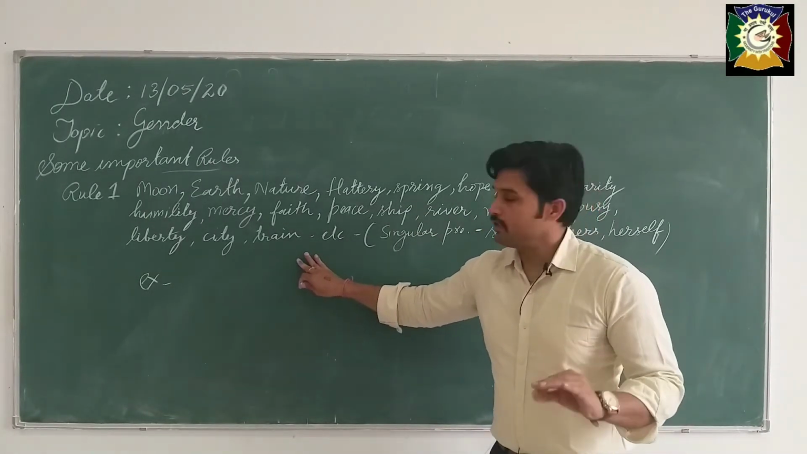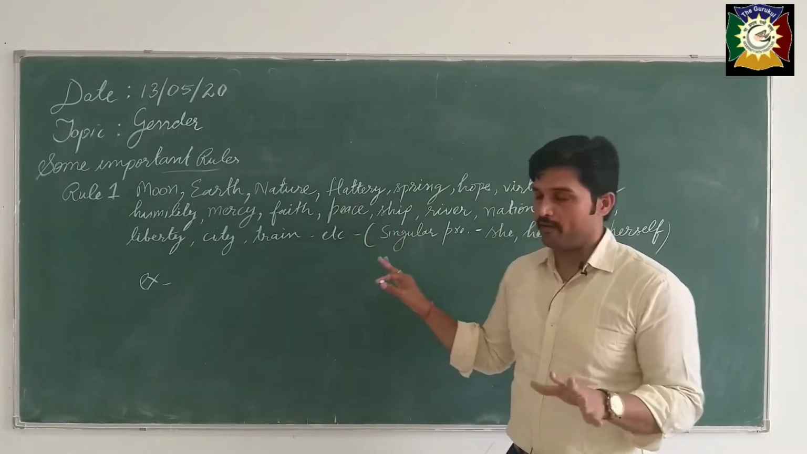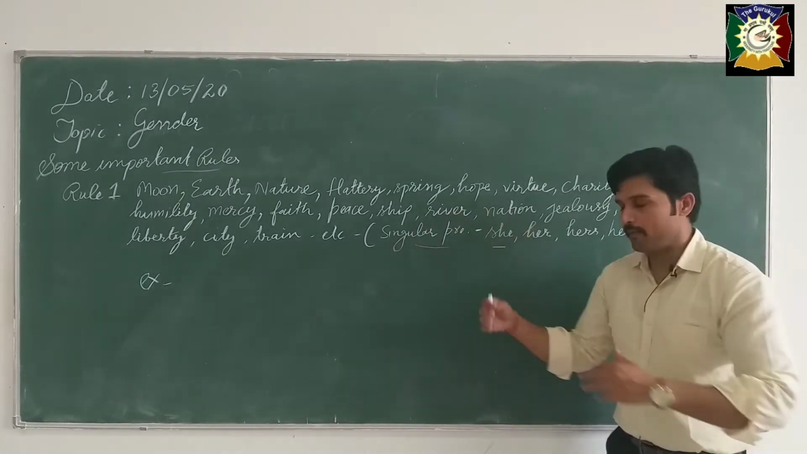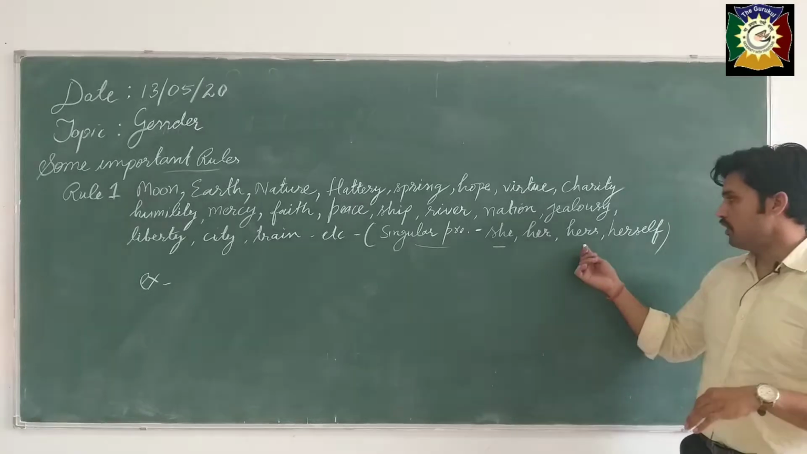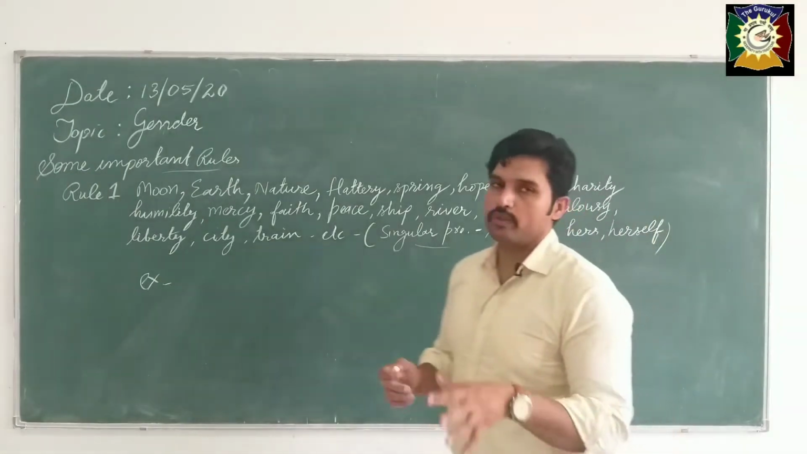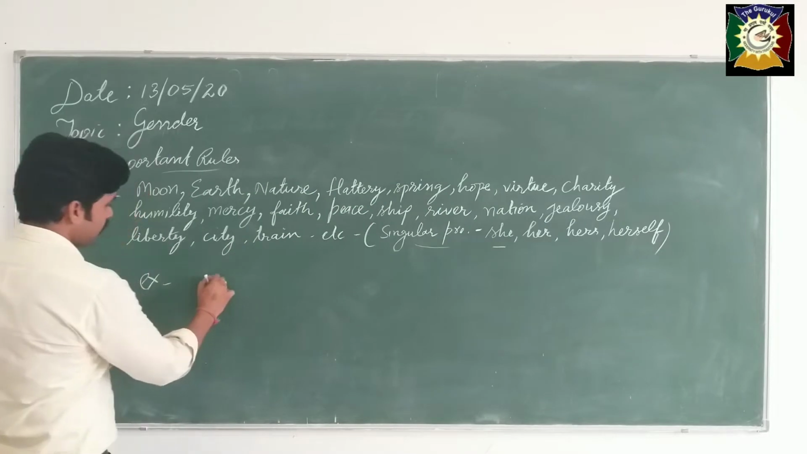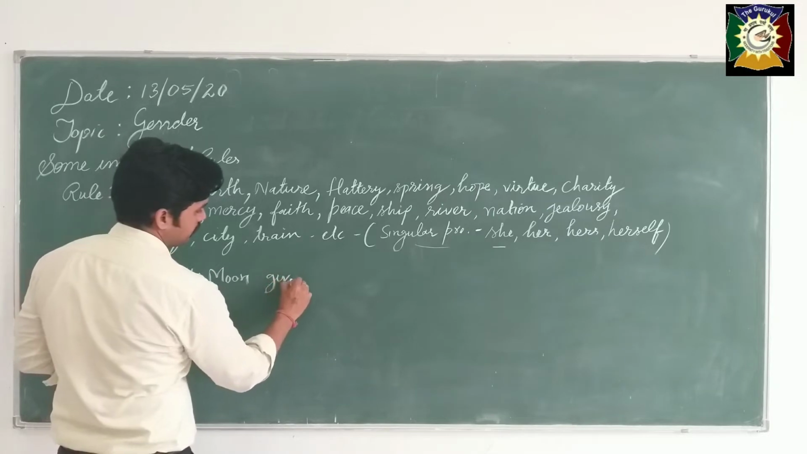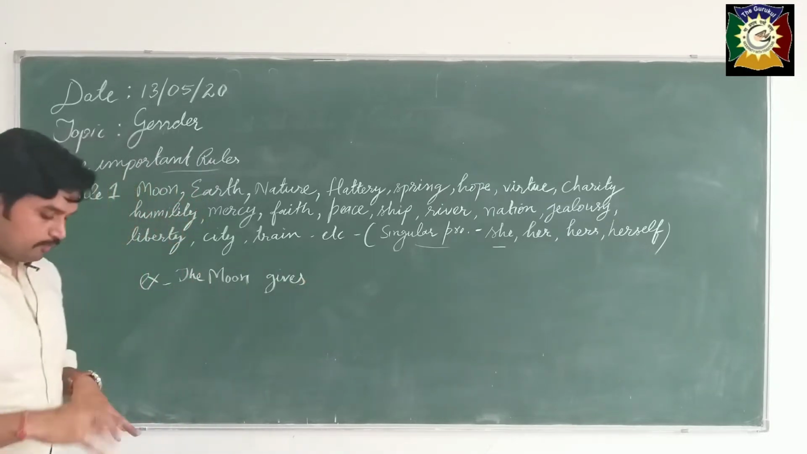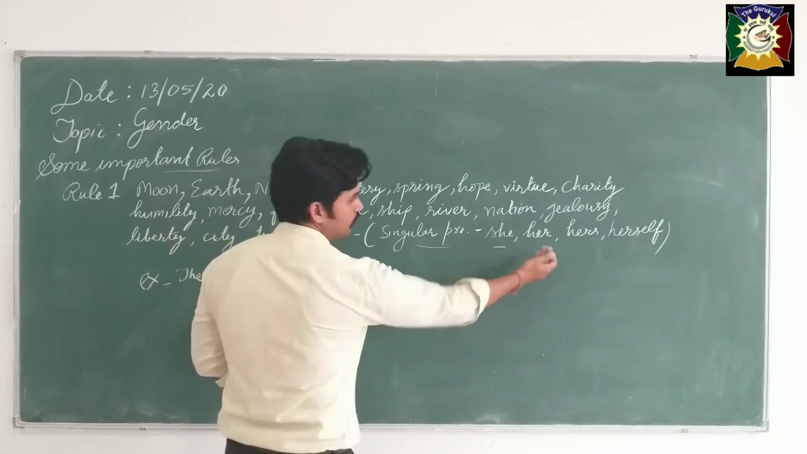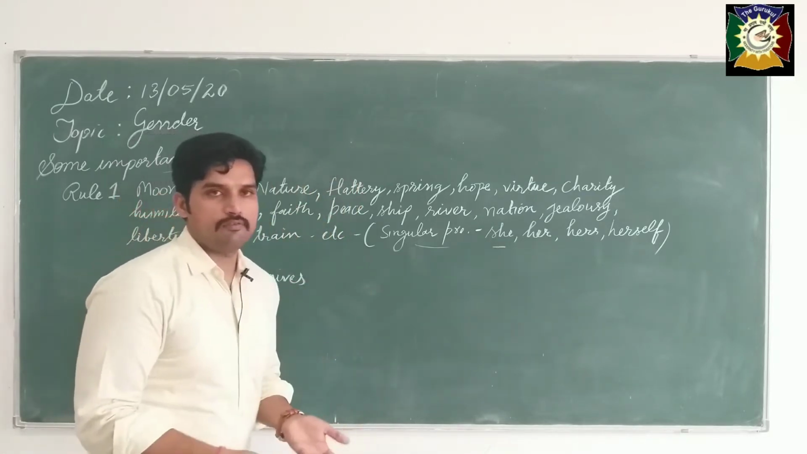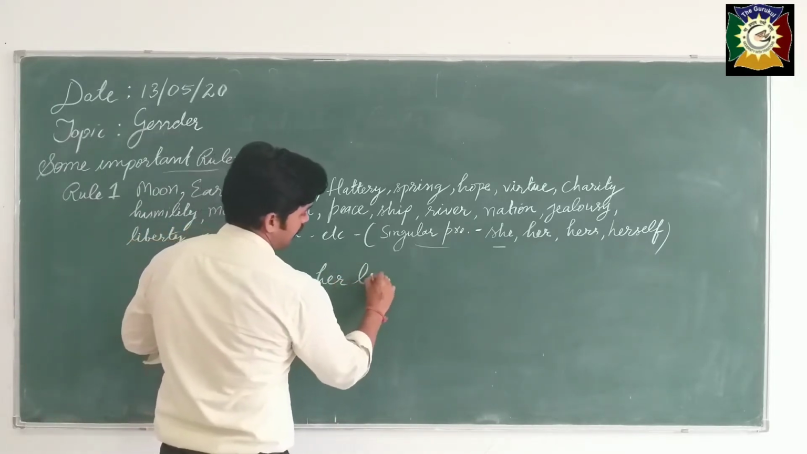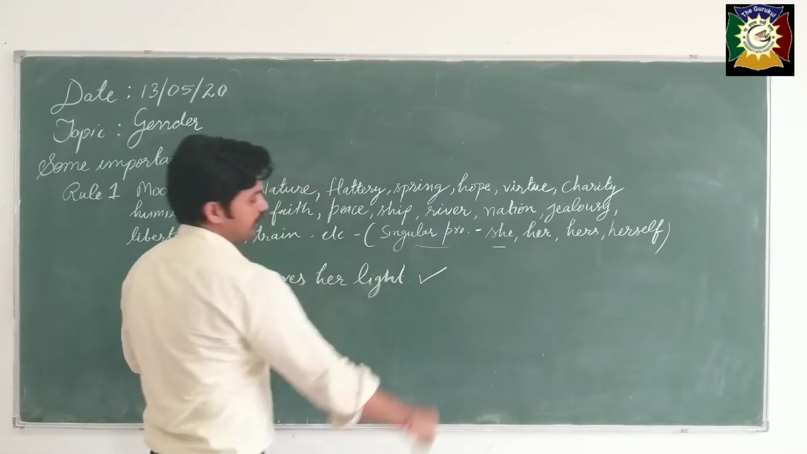Now, rule number one is, with these words, you have to use their singular pronoun. For example, you will address them as she, her, hers, herself. How? I'm giving you one example. See, the moon gives. Now, what am I supposed to write here? As I've written, we have to use one of these because these are a kind of feminine gender. So I have to use: the moon gives her light. Now, this sentence is correct.